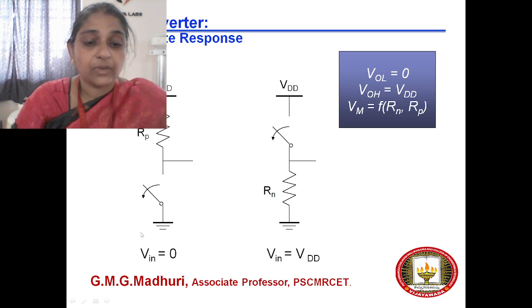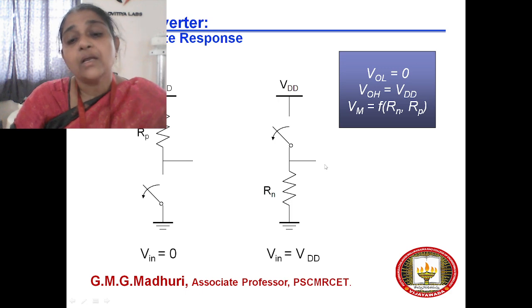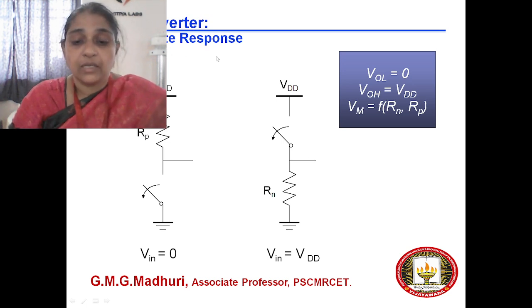When Vin is equal to 0, you get the output Vout equal to VDD, and when Vin is equal to VDD, the output is 0. So in this way, this is the steady state response of the CMOS inverter. The CMOS inverter acts as a NOT gate, where the output is the complement of the input.